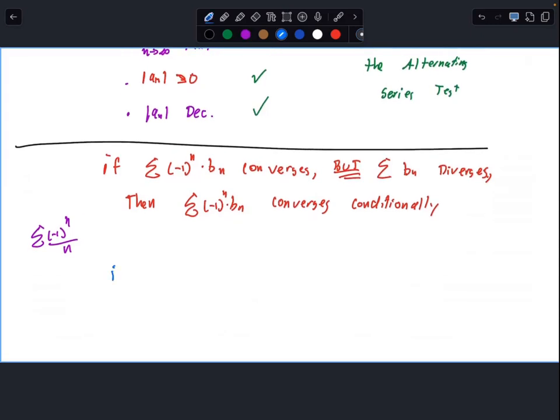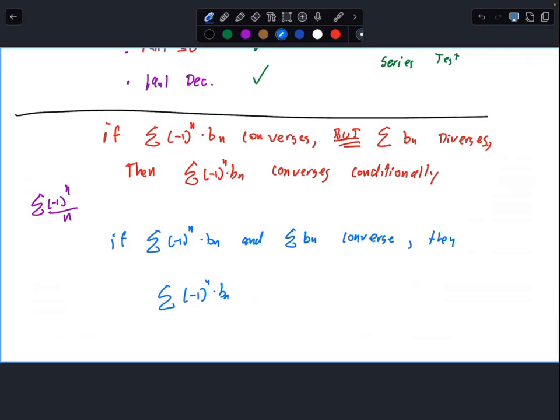However, if the series of negative 1 to the n of b sub n and the series of b sub n both converge, then the series of negative 1 to the n b sub n, which is just stating the fact that it's an alternating series where b sub n is the absolute value, converges absolutely.